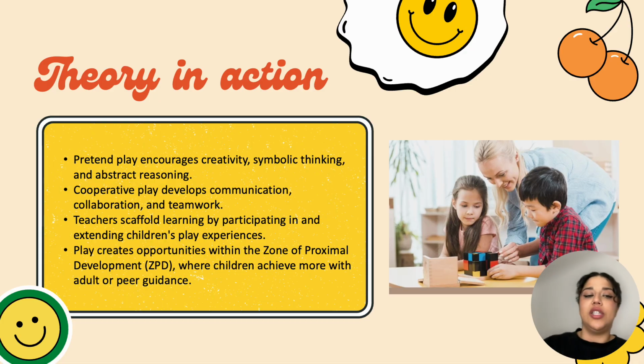And then the zone of proximal development is where children achieve more with adult or peer guidance. So they start off at one point, and then with that scaffolding and that guidance, they're able to grow into a different zone of development.